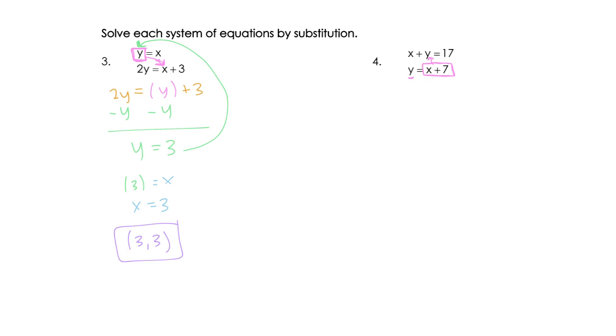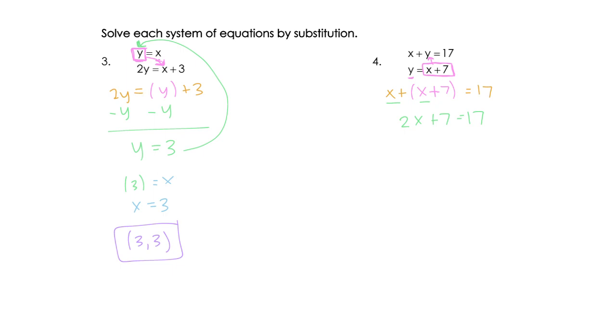So since x plus 7 is equal to y, I can plug that in for y. So then everything else stays the same, x plus, and then I'm going to plug in x plus 7, and then equals 17. My plus sign got a little messed up there. And then I'm going to go ahead and start solving here because, again, I have all x's, so I'm able to isolate x and get x by itself to find what x is equal to. So I'm going to go ahead and combine my like terms here. So I have 2x plus 7 equals 17.